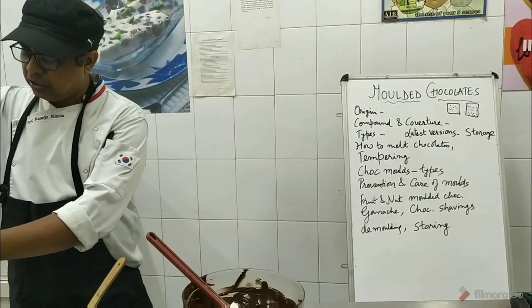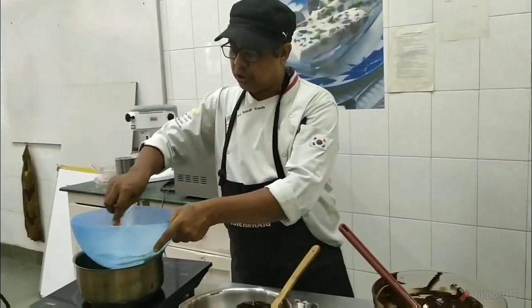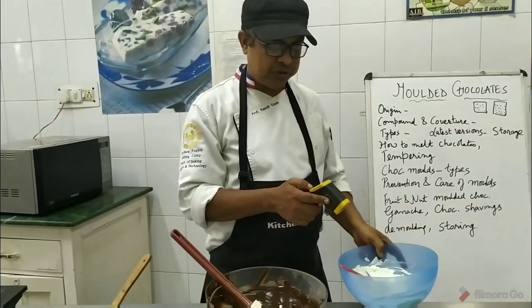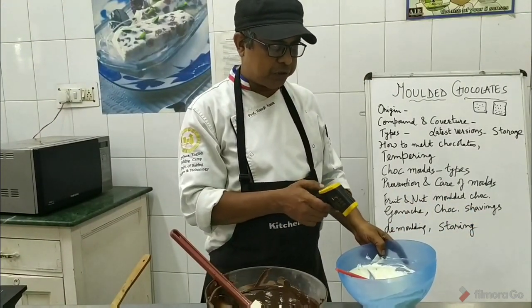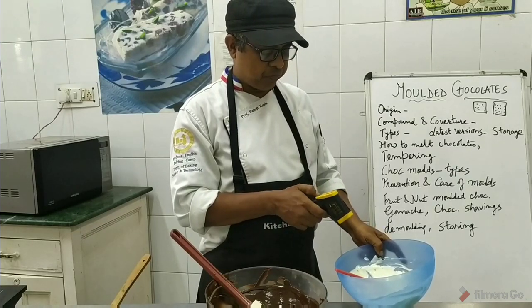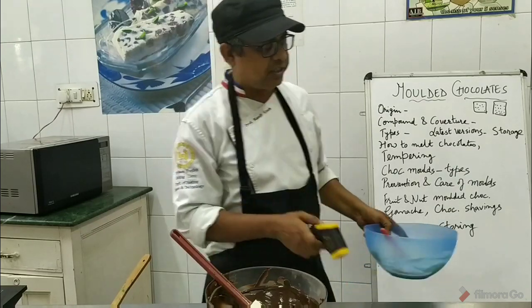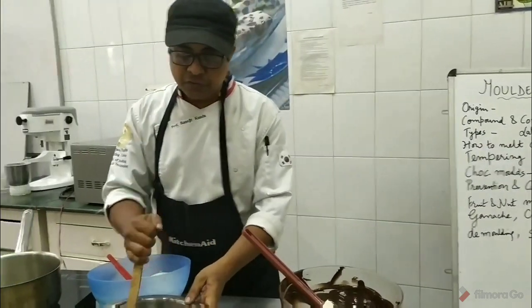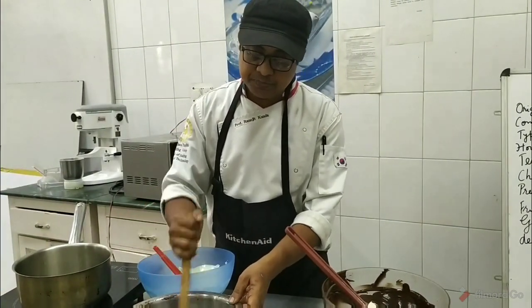So here we are. The white chocolate is almost done. The temperature, we are not worried. This is not a couverture chocolate where we need to change the temperature. 36 is fair enough. 29, 32 is for the original chocolates. For the compound chocolates, not much of a problem.